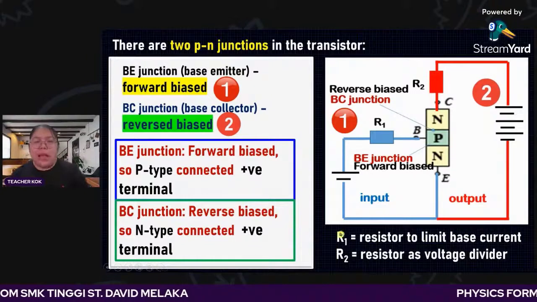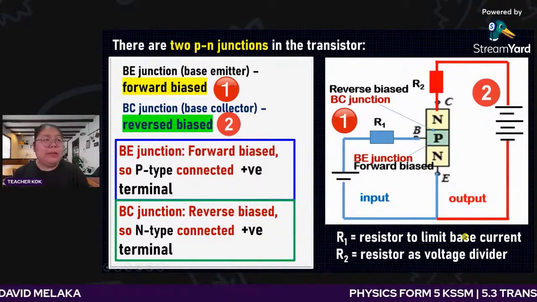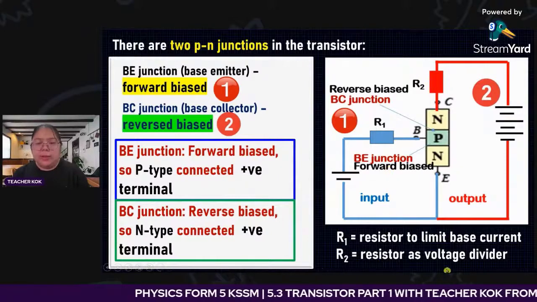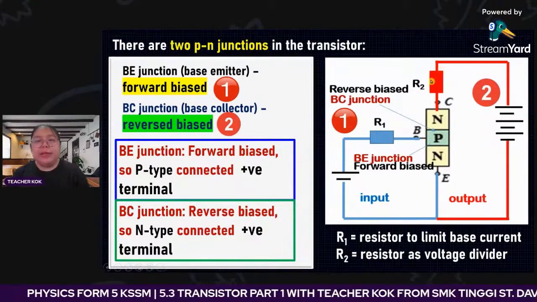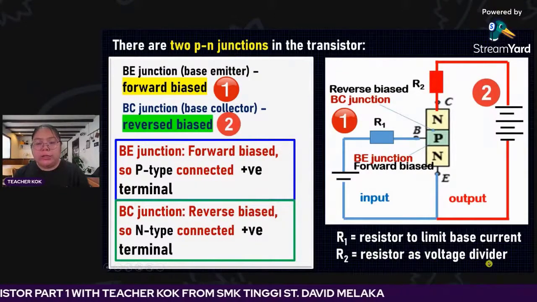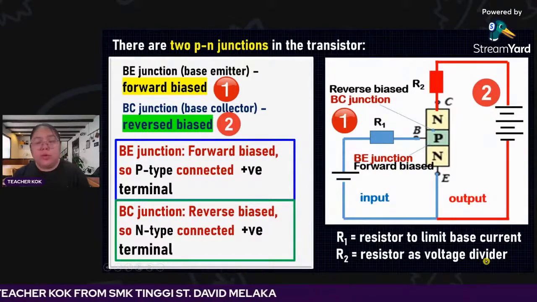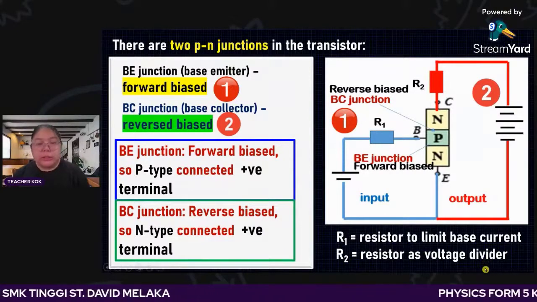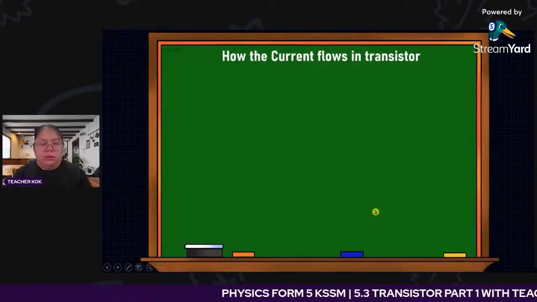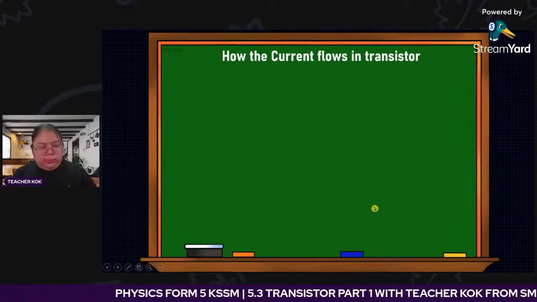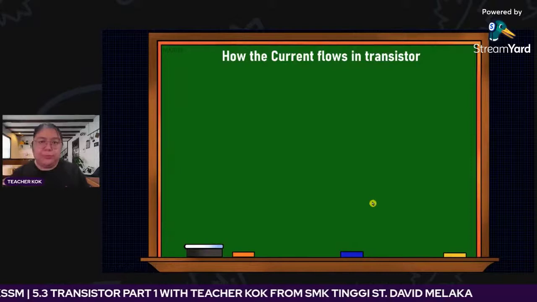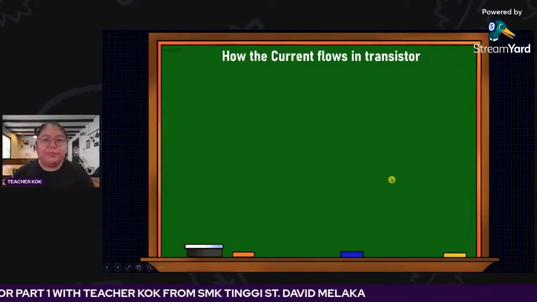Okay, R1. What is R1's function? It limits the base current going through the base circuit. R2 limits the collector current. You can also say it's a voltage divider, which makes the voltage separate. So they say voltage divider.